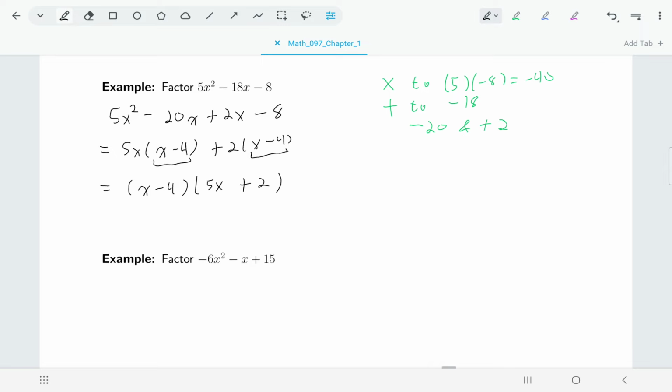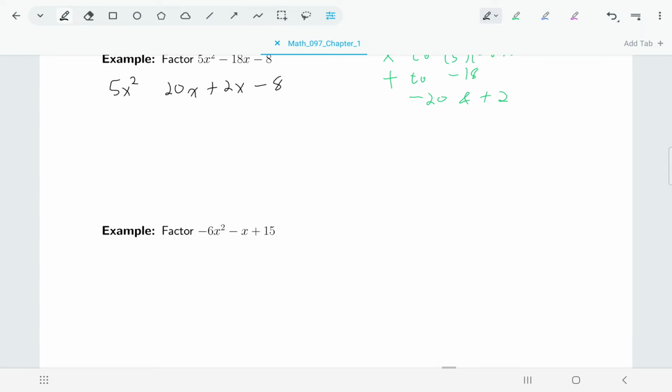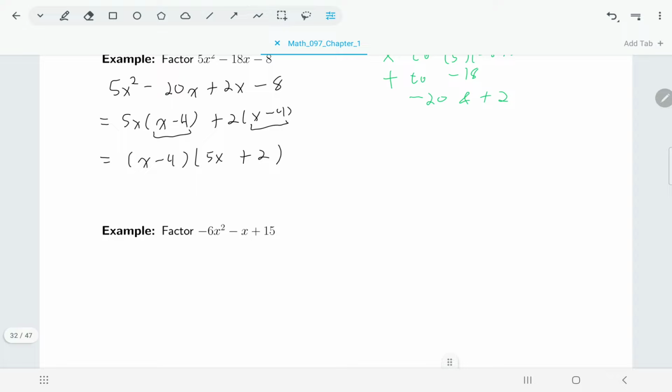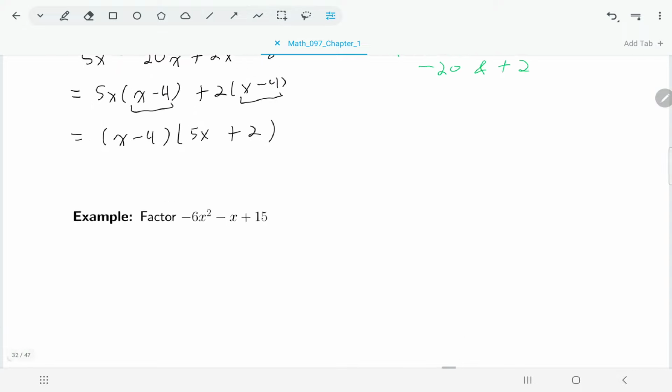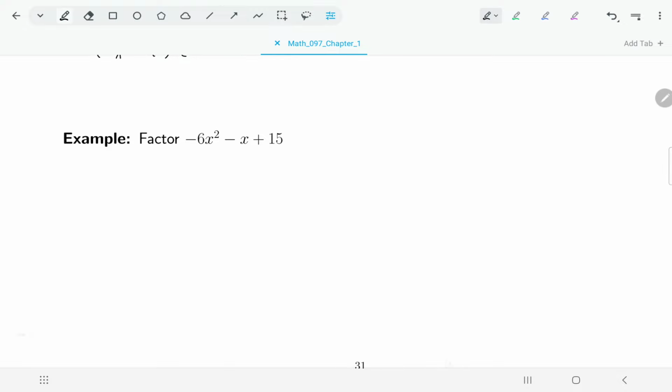All right, let's do one more. We've got ourselves this minus 6x squared minus x plus 15. And so same sort of thing here. I'm going to start off by finding my two numbers. So these two numbers need to multiply together to give me negative 6 times 15, which is negative 90. And these two numbers need to add up together to give me negative 1.